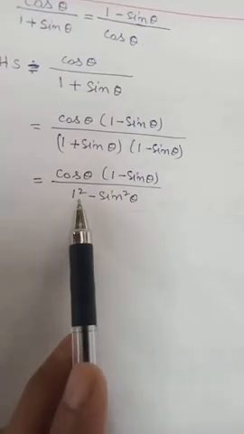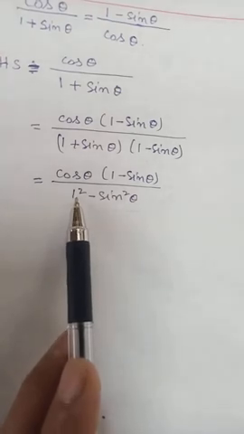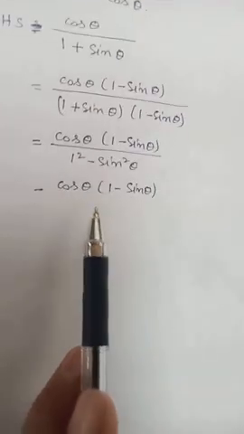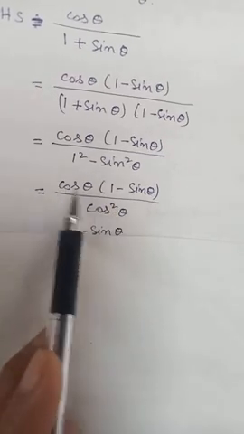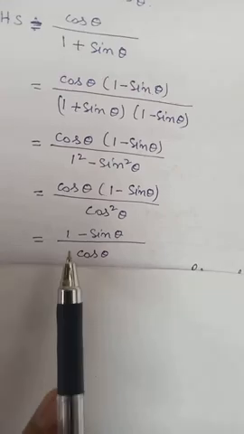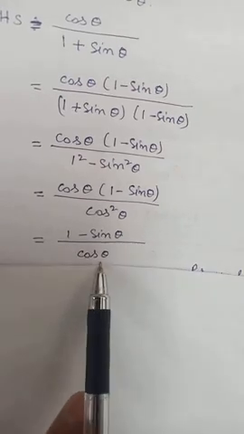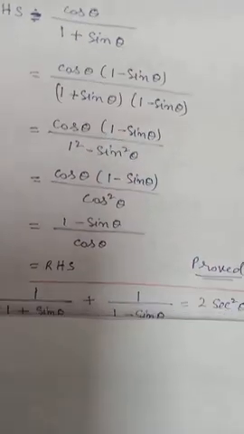Then if you look at the identity, 1 into 1 is 1, and 1 minus sine square we know is equal to cos square. So here we have 2 cos, here we have 1, so the 1 will get cancelled. We are left with (1 minus sine) by cos theta, which is equal to the right hand side.